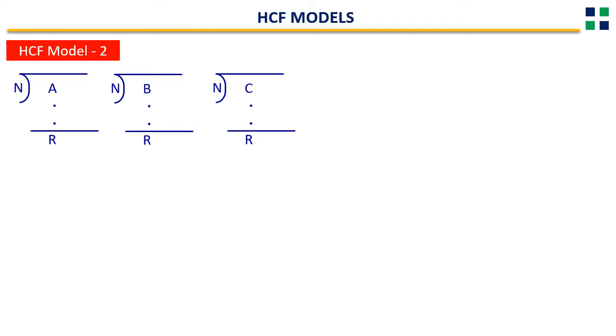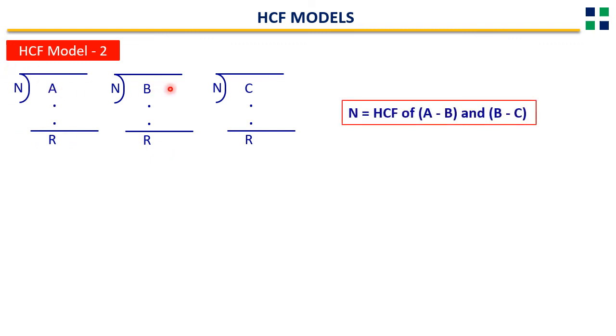HCF model 2. In this model of HCF also, we are taking the same three numbers a, b, c and we are dividing by the number n. But here we are getting the same remainders. How we can determine the largest possible value of n? This can be found like this. We have to take the difference of first two numbers a and b and we have to take the difference of next two numbers b and c. और ये दो differences का HCF लेना पड़ेगा.